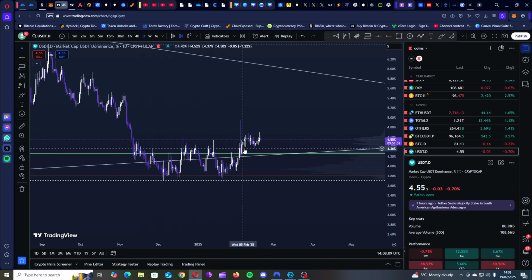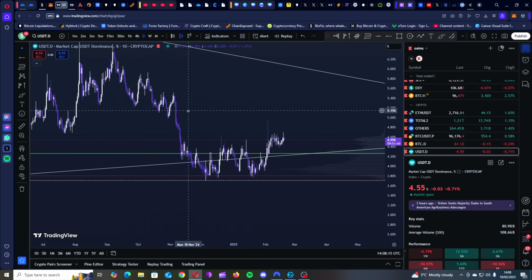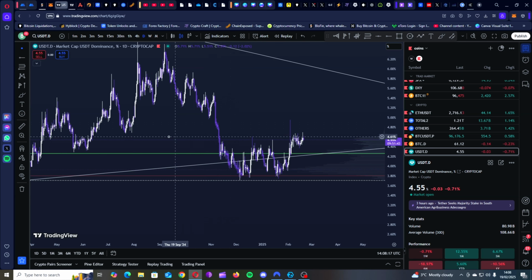But structure wise now, we've technically broken above that structure. Yeah, you can clearly see that. And now we're in this sort of structure again. Look at that structure there. And look at this structure here. Aren't they very similar?